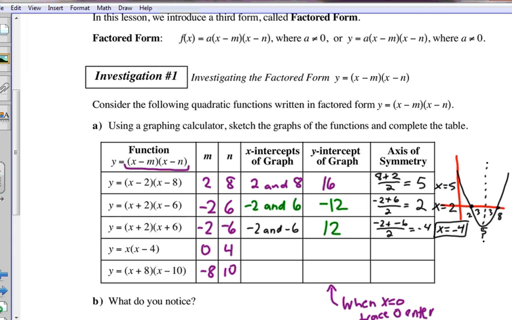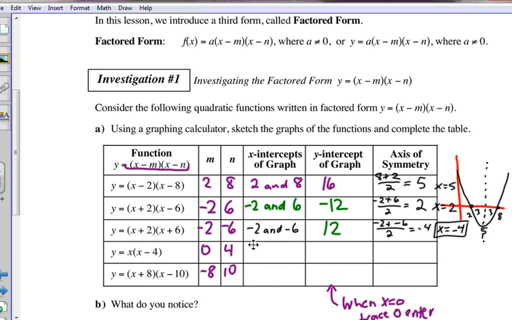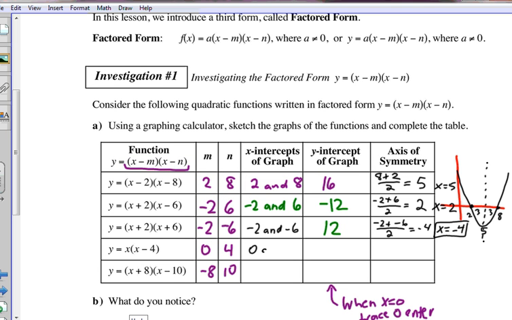Okay, next one. What would be my x-intercepts? 0 and 4. What would be your y-intercept? Negative 4. Because 0 times, actually, would it be? 0 times 0 minus 4? 0. Okay, and your axis of symmetry? 0 plus 4 divided by 2? 2. So x equals 2.